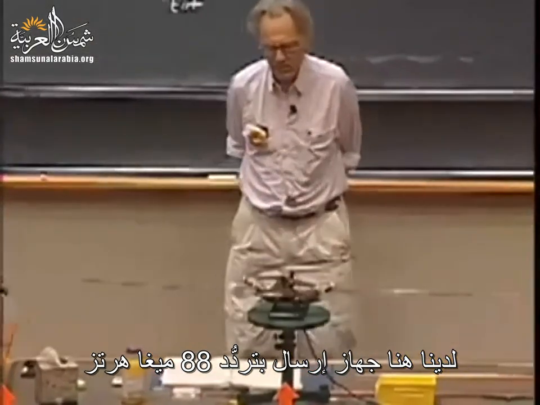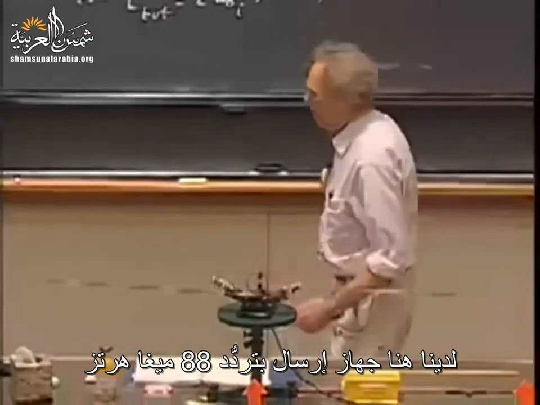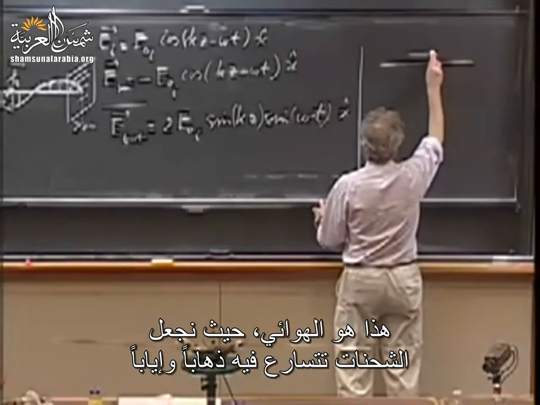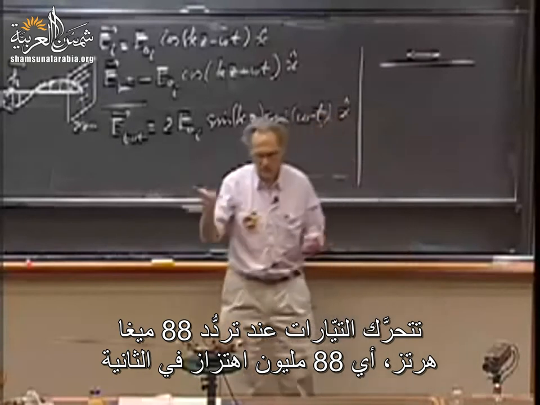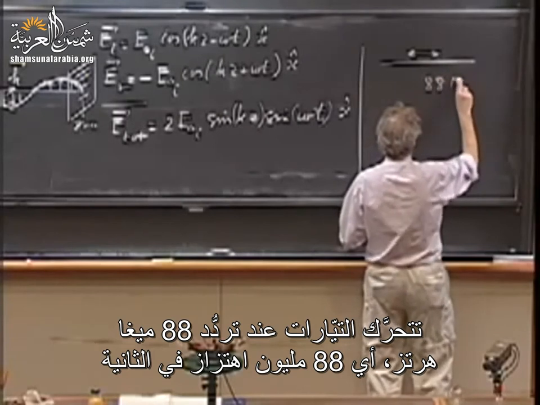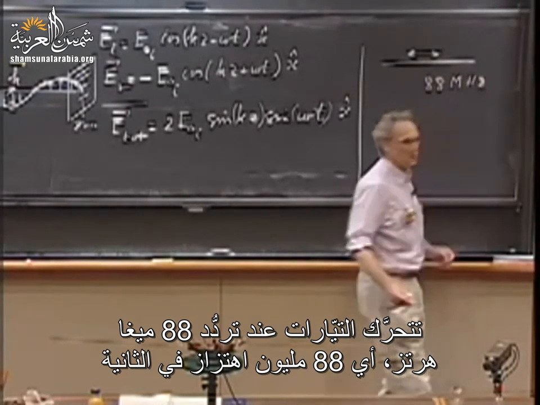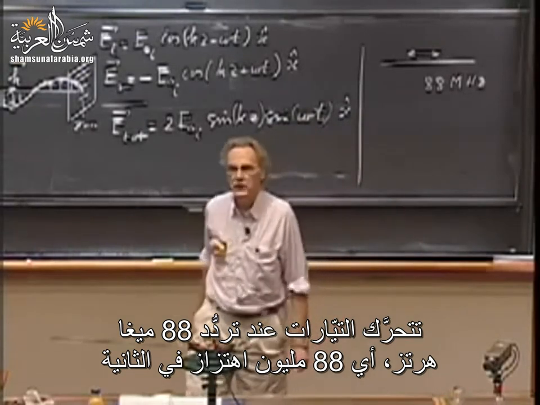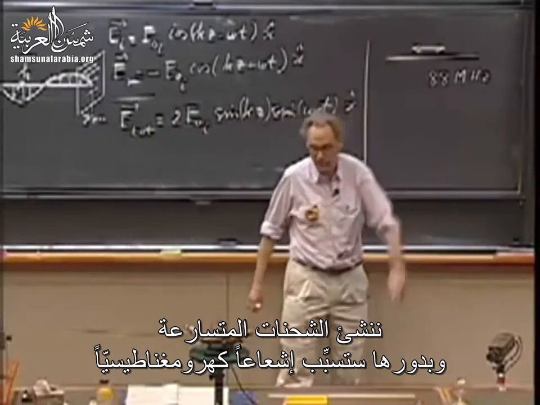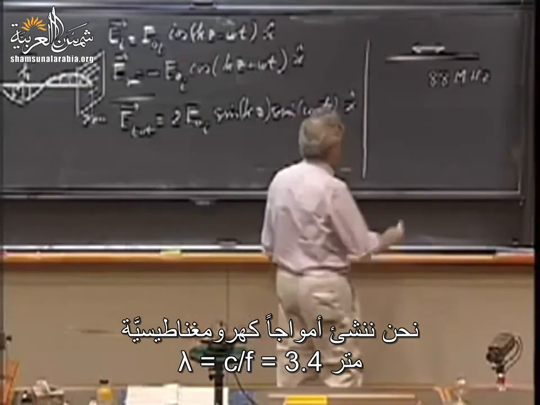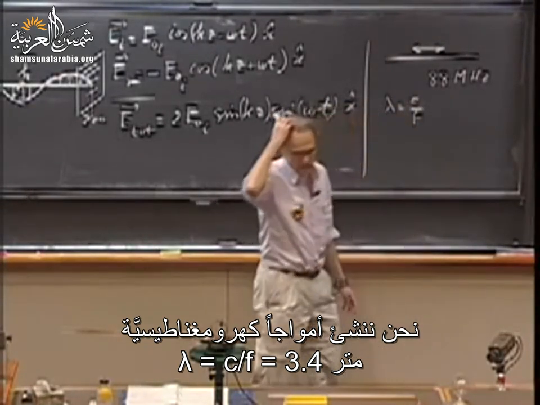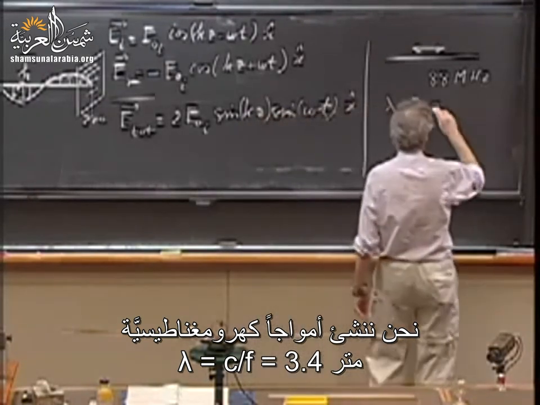I have here our famous 88 megahertz transmitter. So this is an antenna where we accelerate charges back and forth. Currents are running at a frequency of 88 megahertz, so 88 million oscillations per second. So we are creating, because we went through this, that accelerated charges give rise to electromagnetic radiation. We are creating electromagnetic waves, lambda equals c divided by the frequency. And so you will find that the wavelength is about 3.4 meters.